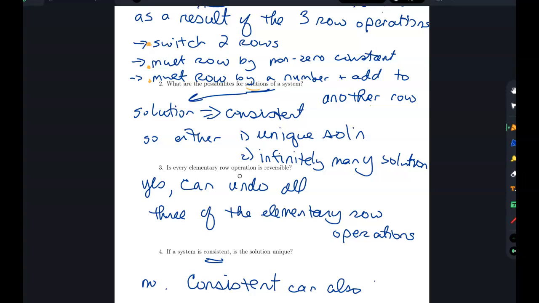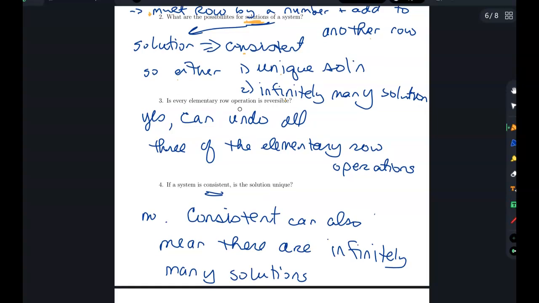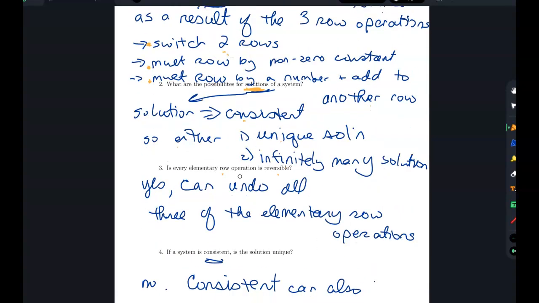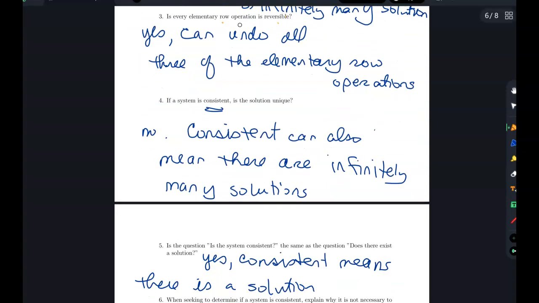What are the possibilities of solutions? So if it has a solution, that means it's consistent. So it's either a unique solution or infinitely many solutions. So are all the row operations reversible? Yes, you can undo all the row operations because you can unswitch the rows. You could multiply by the multiplicative inverse of that number you multiplied through by, or you could undo this by using the additive inverse.